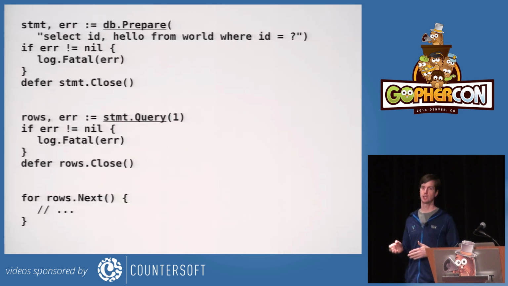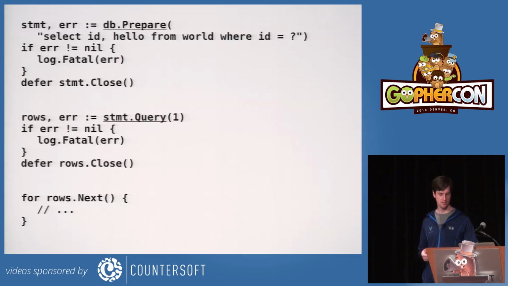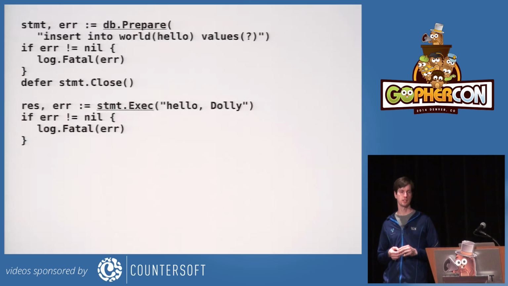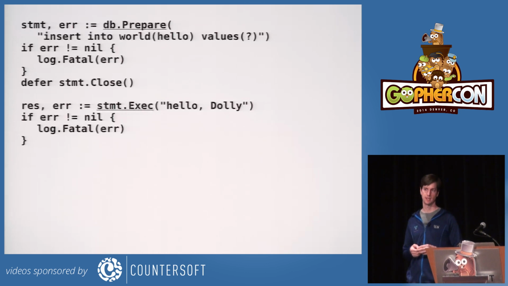But back to the slide, you prepare, you get a prepared statement, you defer statement.close. And then you can statement.query, you can statement.query row. All of these verbs that I talked about that you can execute on the database, you can also execute on the statement. And you can pass, here I'm passing a single parameter in. And then you're iterating over rows as usual and checking errors as usual and so forth. Here, the major difference is that I'm preparing, instead of a select statement that's going to return rows from the database to me, a statement that is going to make a change in the database but not return rows.